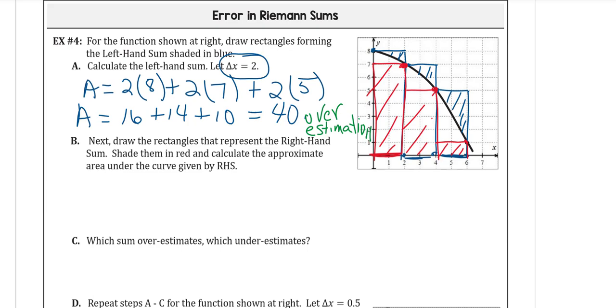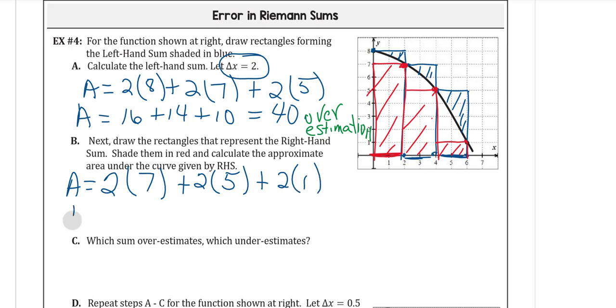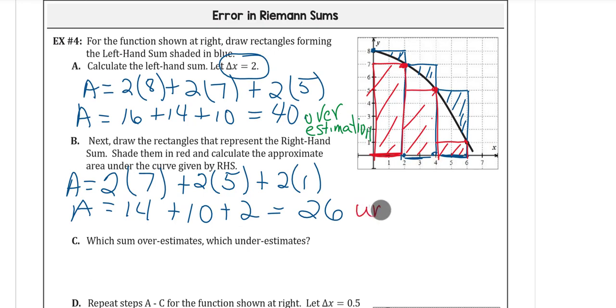So my width of my rectangle is still 2. The height of the first one is now 7. The height of the second one is now 5. And the height of the last one is only 1 unit. Okay, so adding these together, I get 14 plus 10 plus 2. So I only get 26 square units. So this is an underestimation.